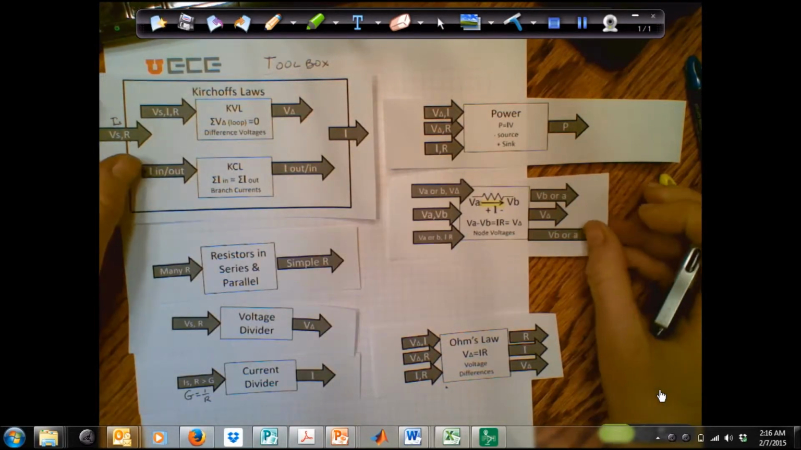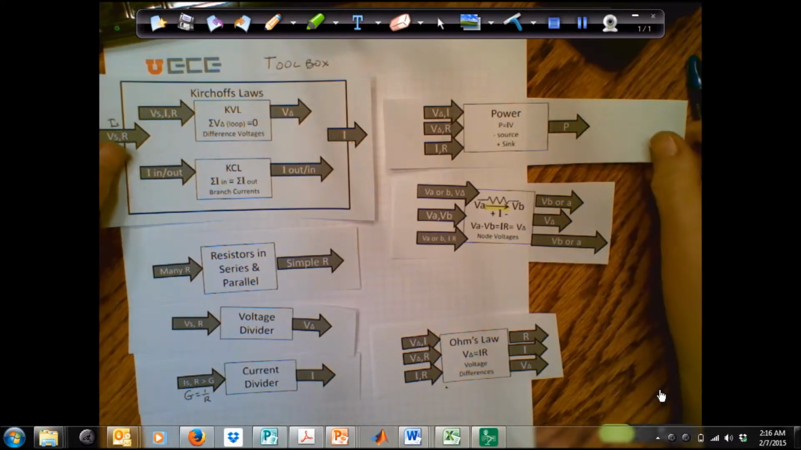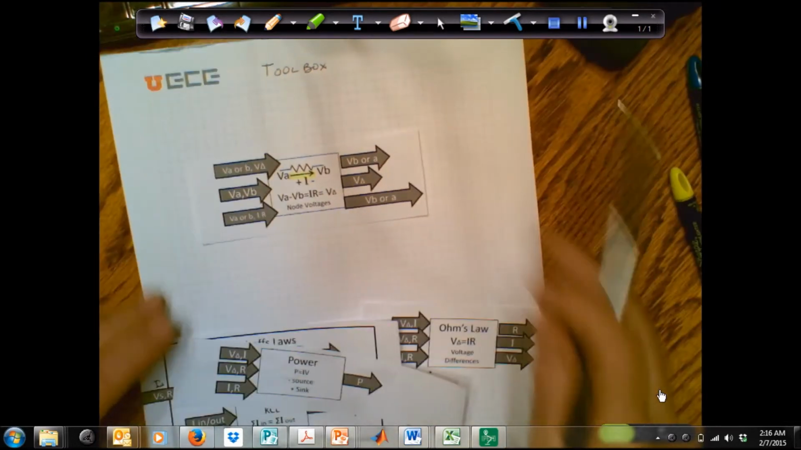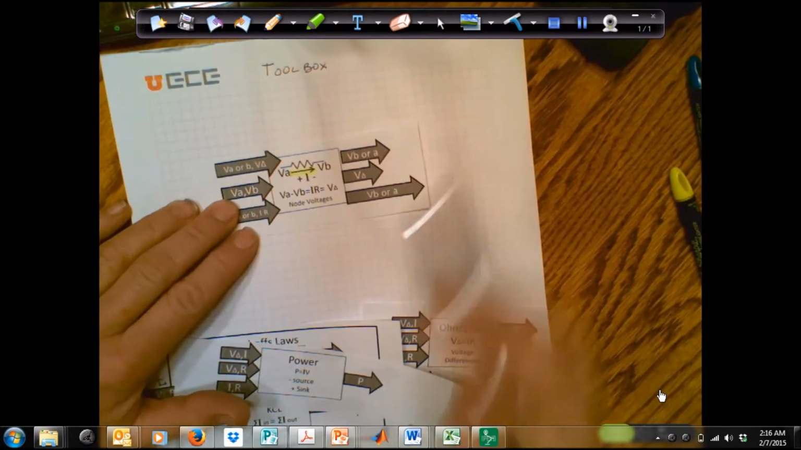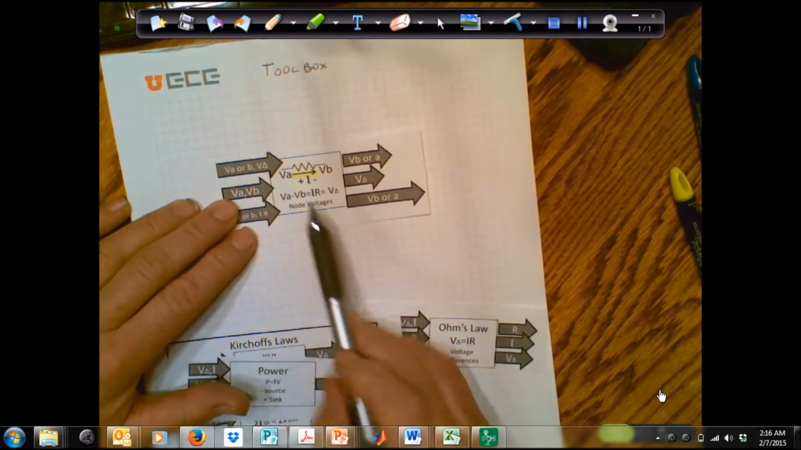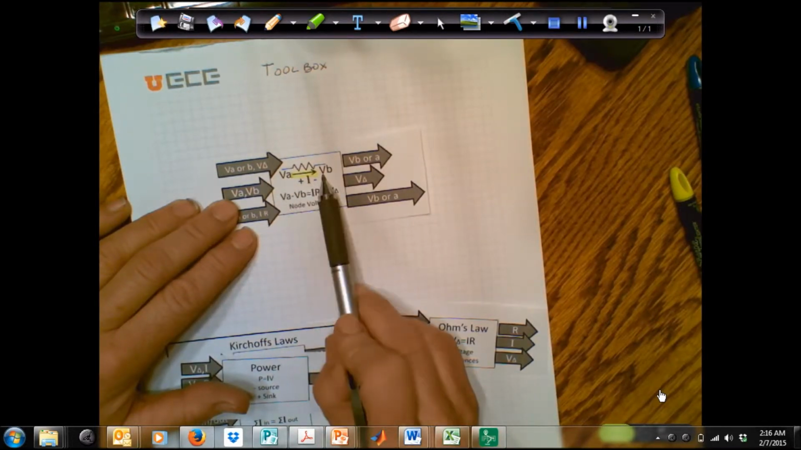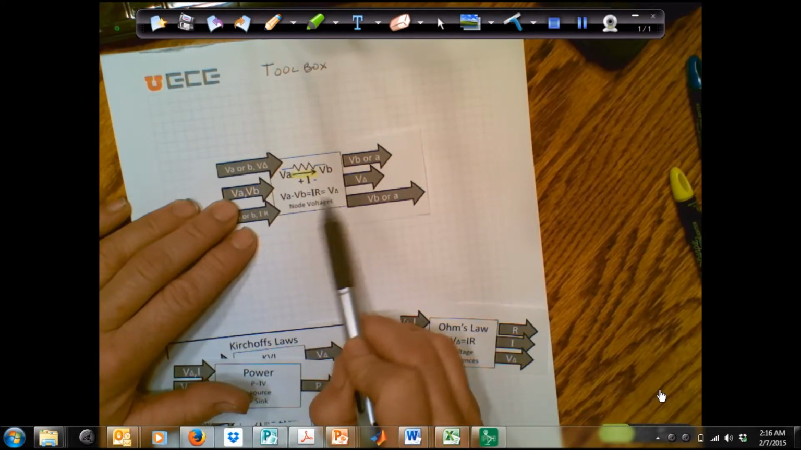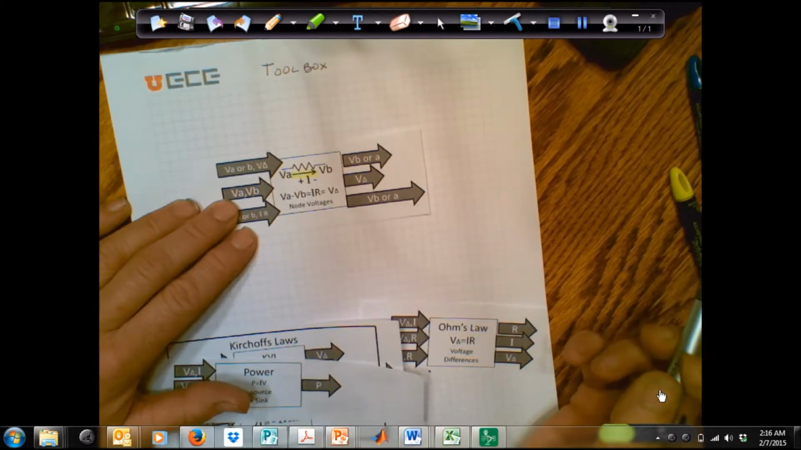So let's just see a little bit about a couple of these cards. I would particularly like to talk about how to use this card right here if we have voltage differences. What you do is you line up this current with the current in your circuit, and then you can see the two nodes on either side, and you use this equation right here. Voltage difference, or the VA minus VB.